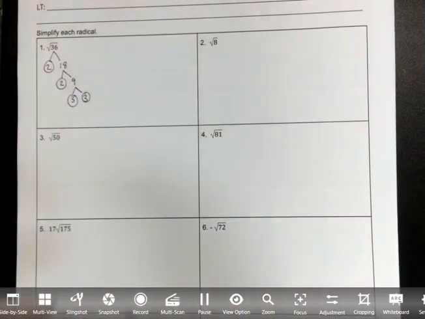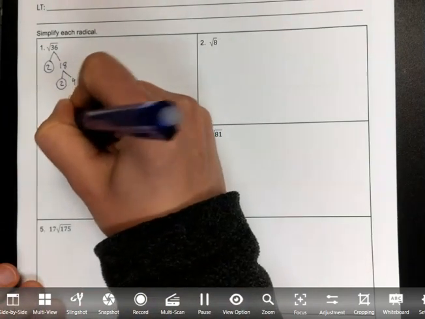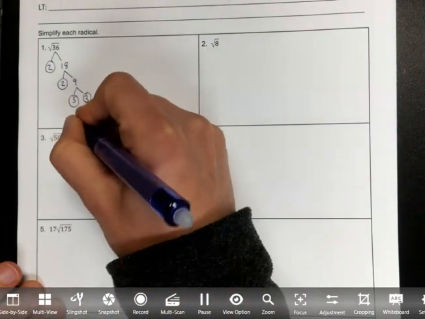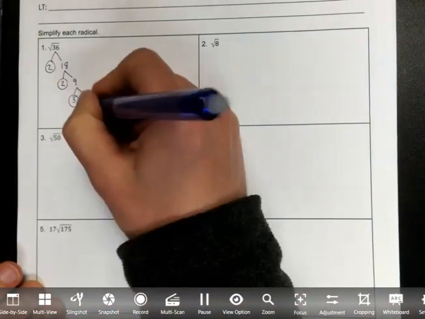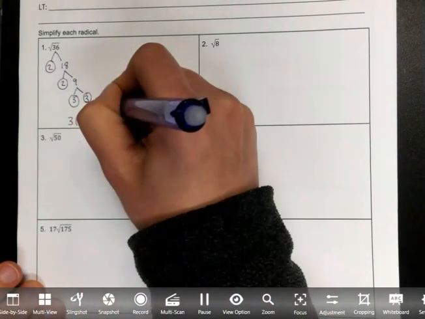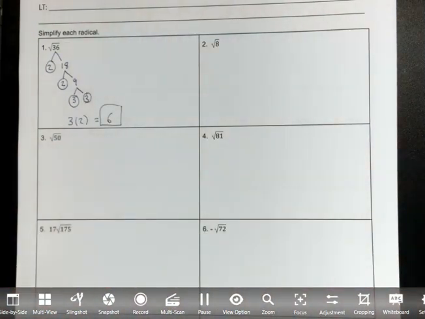Anytime I have a pair, that pair comes out of my square root box. So out of my square root box, I have a 3, and the other thing I have outside of my square root box is a 2. So 3 times 2, both of those are out of my square root box. 3 times 2 is 6. So 6 is all I have, and that whole 6 is outside of the square root box. Nothing stayed inside.